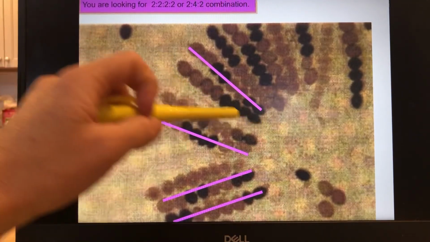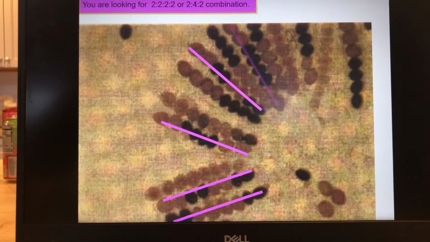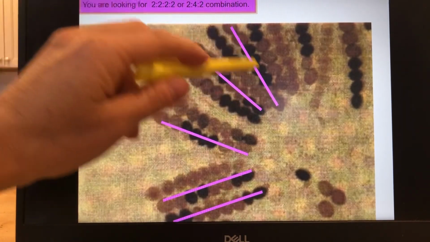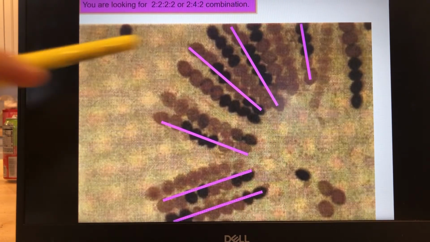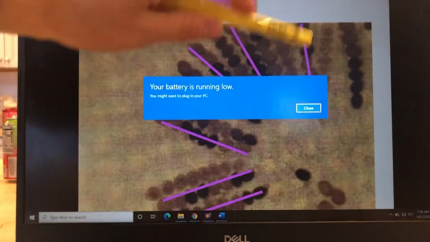Now this one is a great example of non-crossover. This is a non-crossover, but now we have this purple stripe going through, showing you that's a 2 to 4 to 2. Now this is a good one as an example. You have a 2 to 3.